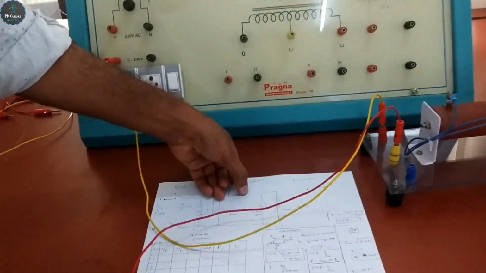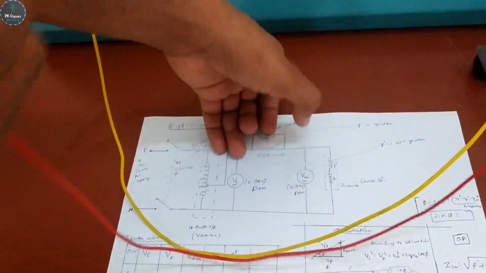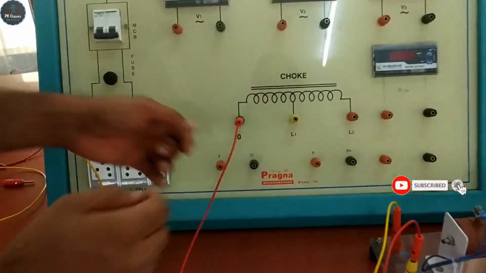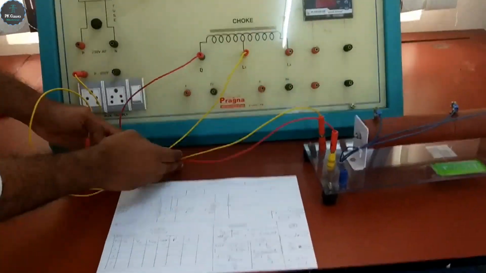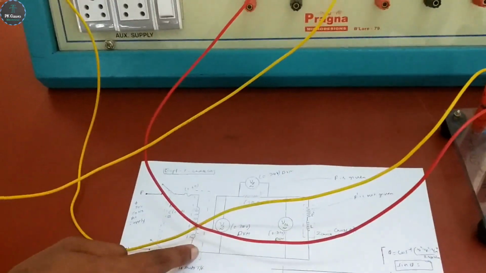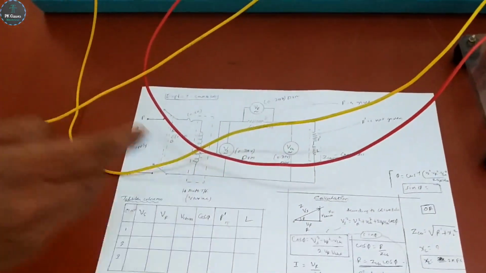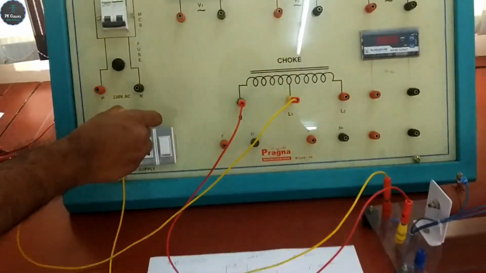See, resistance another end to choke coil one end. So this one is the choke coil one end. So choke coil another end to neutral, right? See here, neutral is connected. So choke coil another end to neutral.